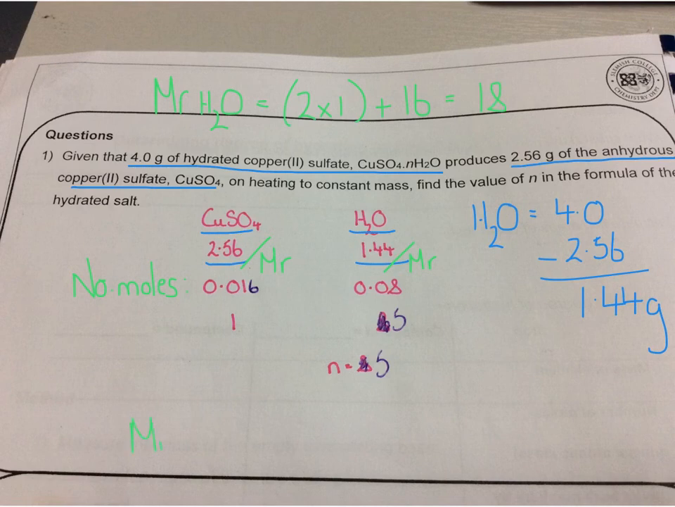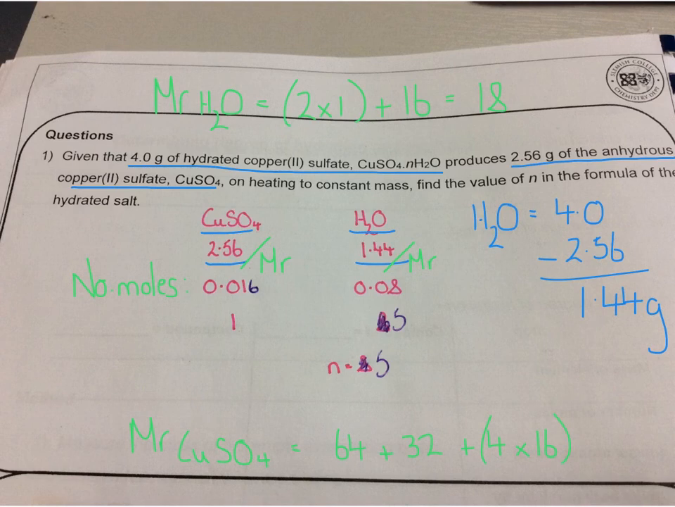Same for the copper sulphate. If I were to work out the MR of the copper sulphate, I need my periodic table, and remember you'll have one in the exam. You're going to add together copper, which is 64, plus sulphur, its top number is 32, plus 4 of oxygen's top number, and that gives you the MR for copper sulphate.